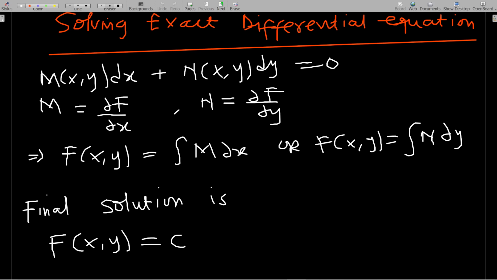Okay, so like I said in our previous lesson, in this lesson we'll go through how to solve exact differential equations. So solving exact differential equations is what we're going to do in this lesson. We'll pick two examples, then I'll give you one to try on your own.